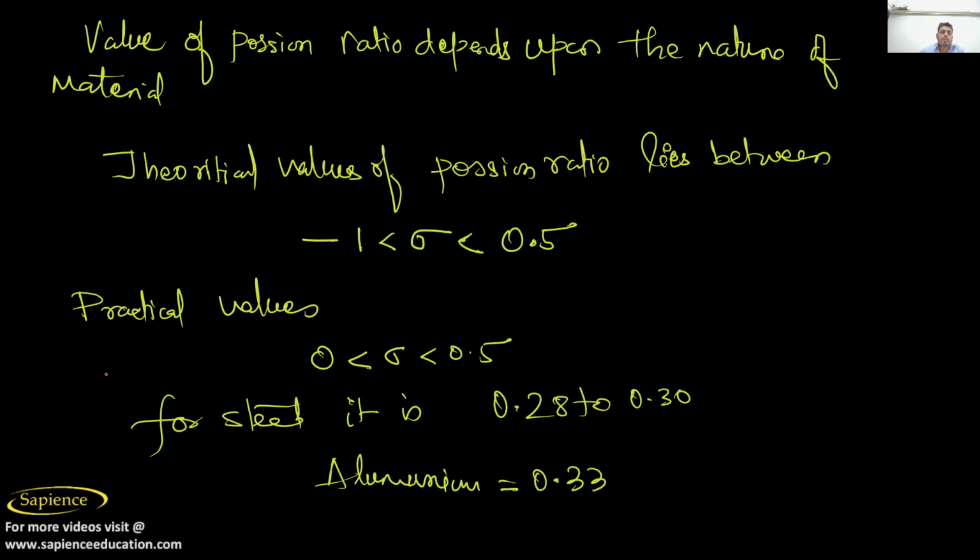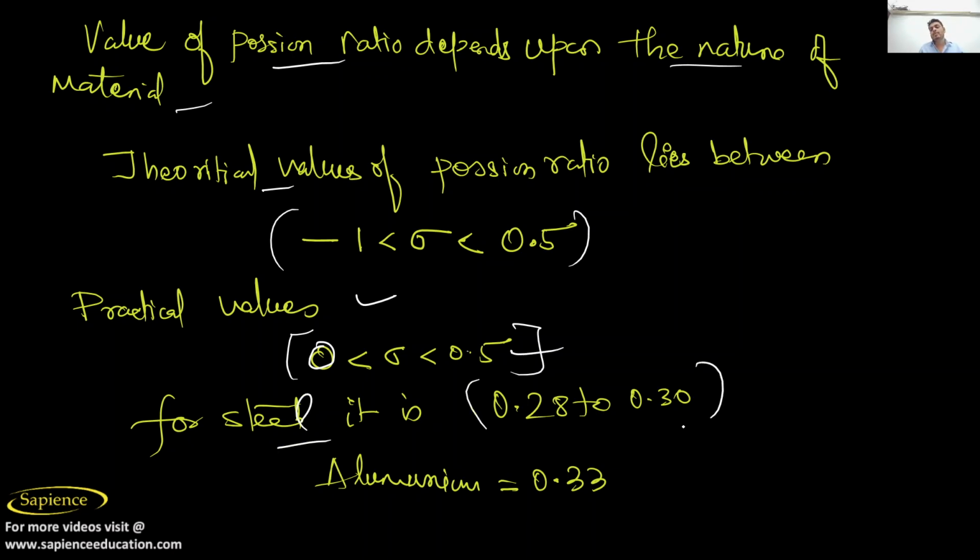Now let us go for the values of Poisson's ratio. So what are the values of Poisson's ratio? The values depend upon the nature of the material. Theoretical values of Poisson's ratio lie between -1 and 0.5, but practically most materials have a value greater than 0 and less than 0.5. For steel, it is 0.2 to 0.30. Just remember this. And for aluminum, Poisson's ratio is 0.33. So these two should be remembered by you.